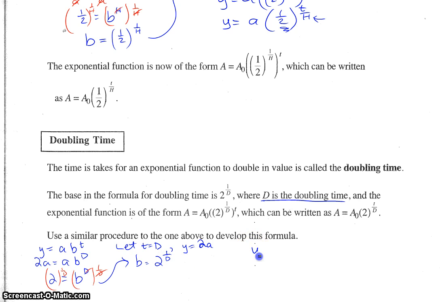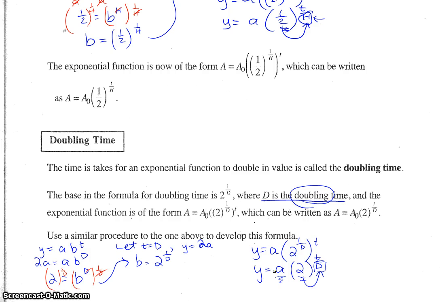Sub that back into our equation, and we would have Y equals A. In for B goes 2 to the 1 over D, and then we have T on the outside. So our equation would become 2 to the T over D. Compare it to what we did before. We had 1/2 as our base, now we have 2 as our base because we're doubling. And again, we have the period of time that it takes to do that underneath our T in our formula. A is still our initial amount, Y is still our final amount. So that develops a formula.